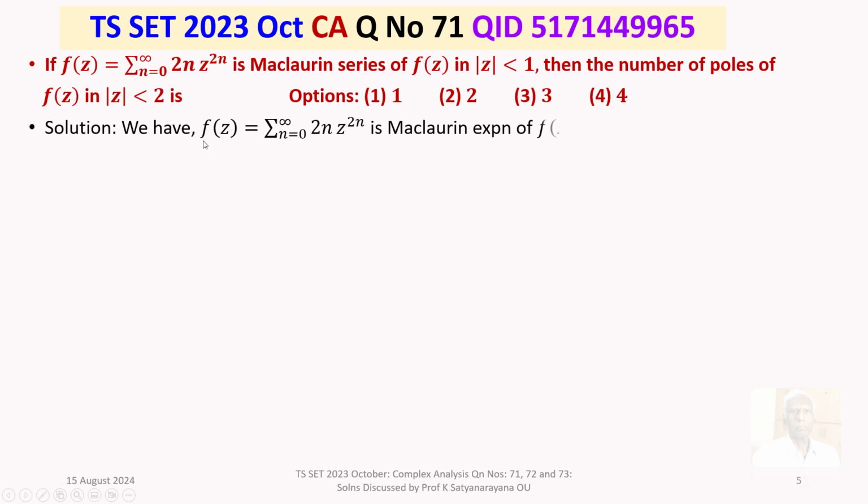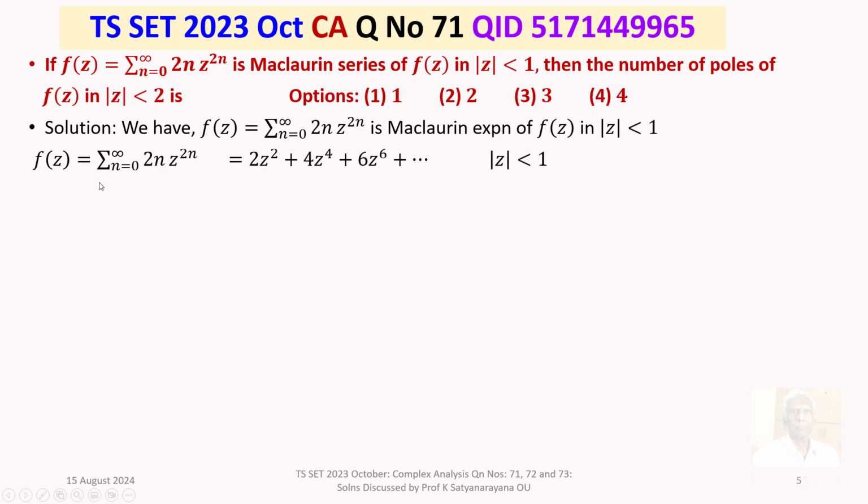We have f(z) given as a Maclaurin expansion of f(z) in mod z less than 1, and the expansion is sigma n equals 0 to infinity 2n into z to the power of 2n. Let's see how the expansion goes. N equal to 0 will not give you anything. N equal to 1 will give you 2z square. N equal to 2 gives 2 into 2, 4z power 4, plus 6z power 6 plus so on and so forth, valid in mod z less than 1.